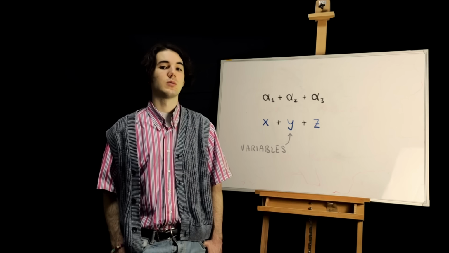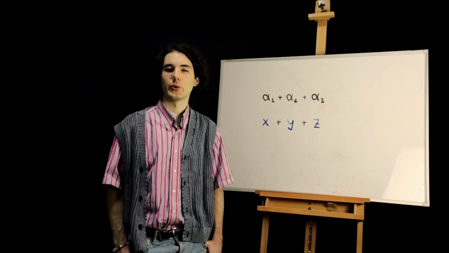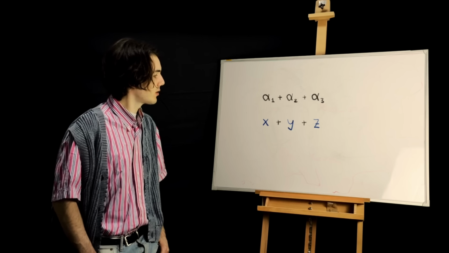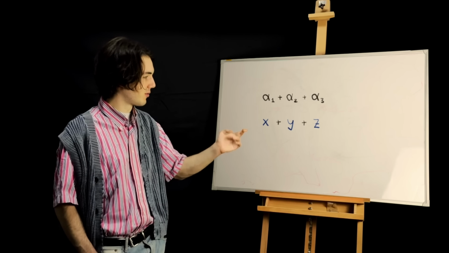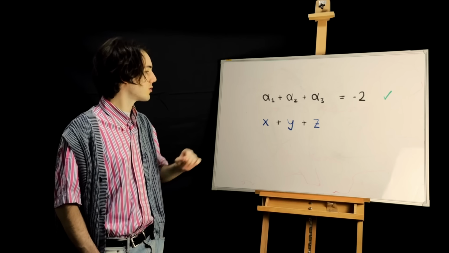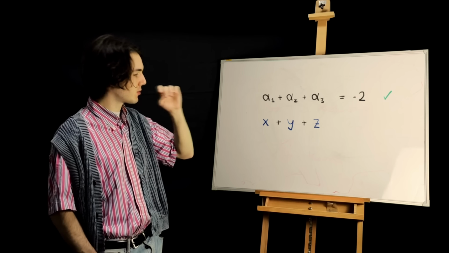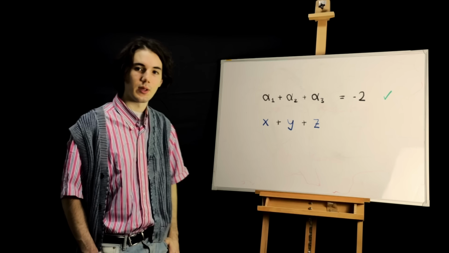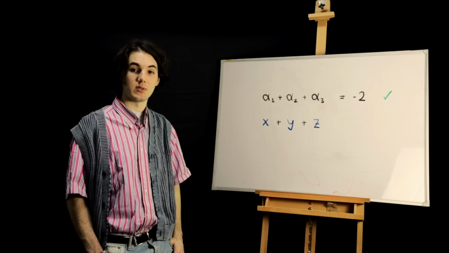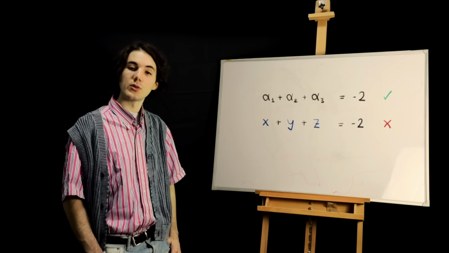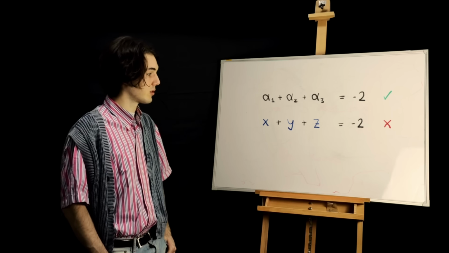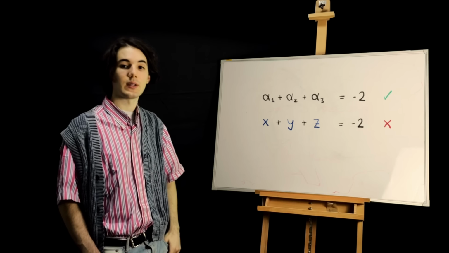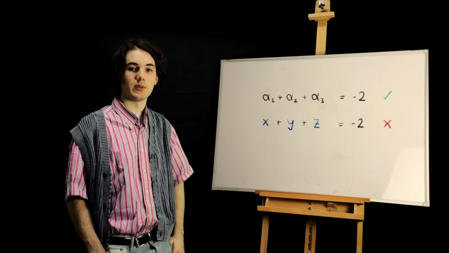And the difference between the two cases manifests itself when we think about what equality means in each case. So for instance, we might derive that alpha 1 plus alpha 2 plus alpha 3 equals minus 2, which is just to say that three complex numbers sum to minus 2, which is not so strange to believe. However, if we were to claim that x plus y plus z equals minus 2, that's more difficult to justify, because that would imply that any numbers that we substitute into x, y, and z would have to satisfy this relation, and that's just obviously not true.